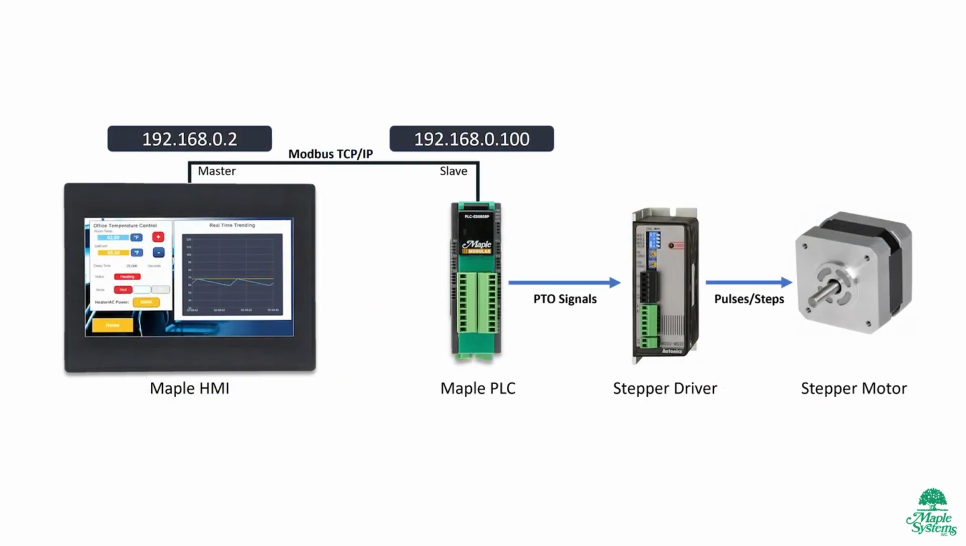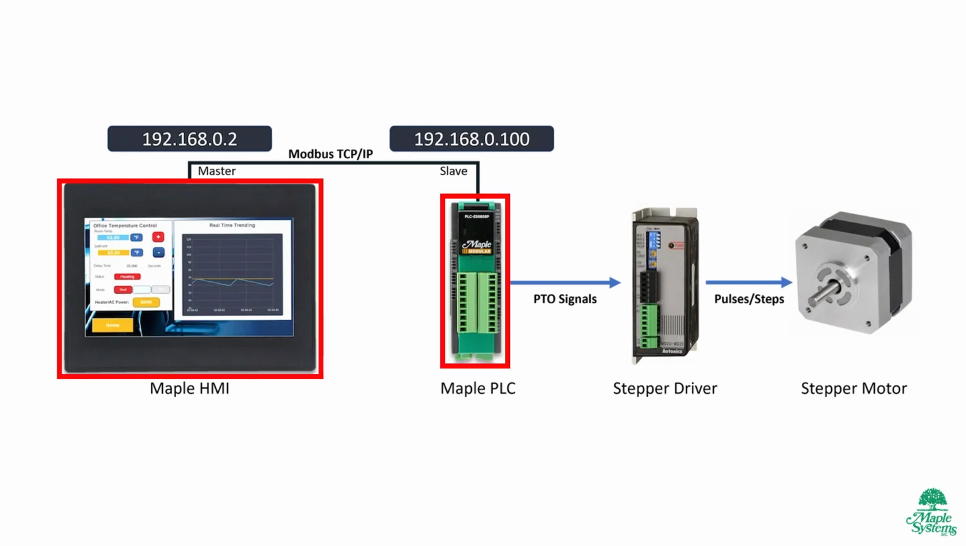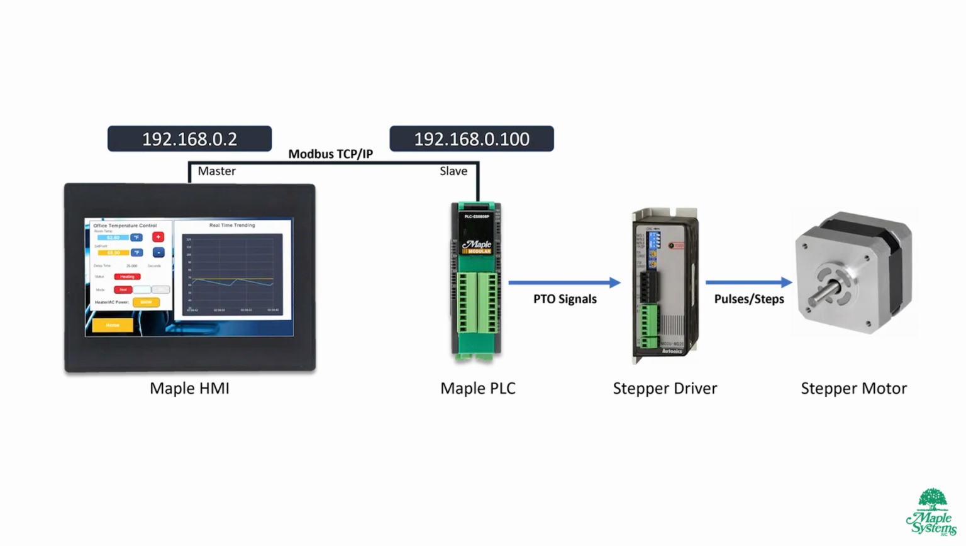Now, the last thing we'll be covering is the network configurations and communication protocols. In this setup, we'll be using a Maple HMI, specifically a CMT 3072XP, and a Maple Systems PLC, which is an ES0808P, a motor driver, and a stepper motor. The Maple HMI is the master, the PLC is the slave over Modbus TCP IP. A typical positioning system has a controller, and in this case, that's a PLC, which determines what signals need to be sent for a particular position and speed control.